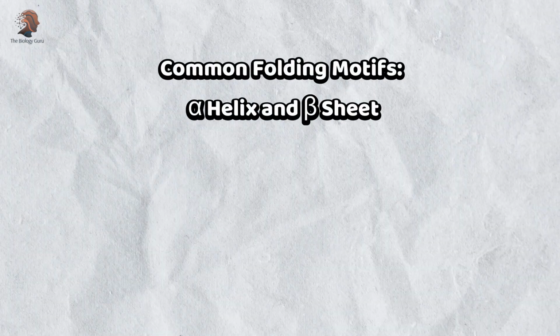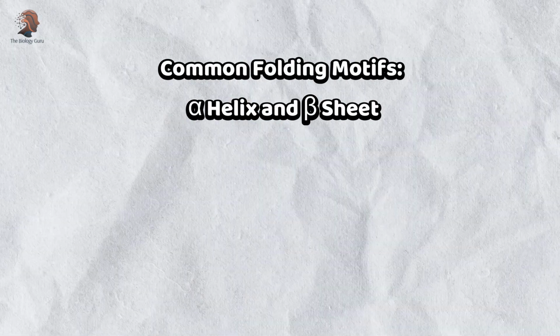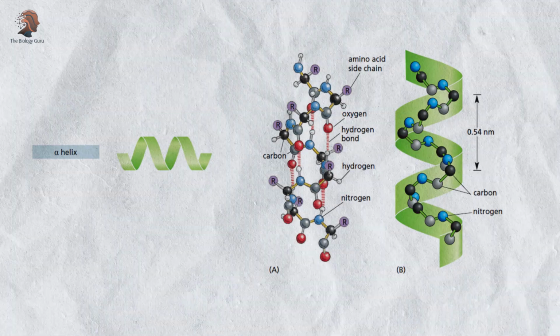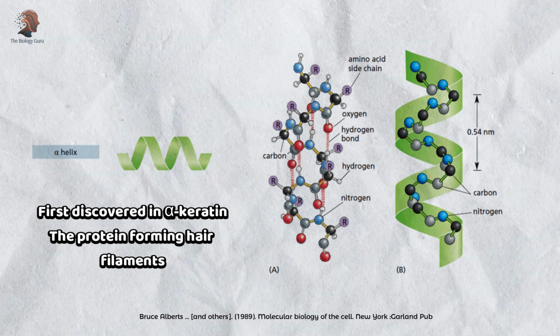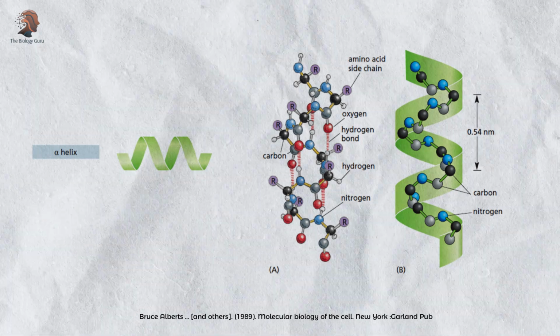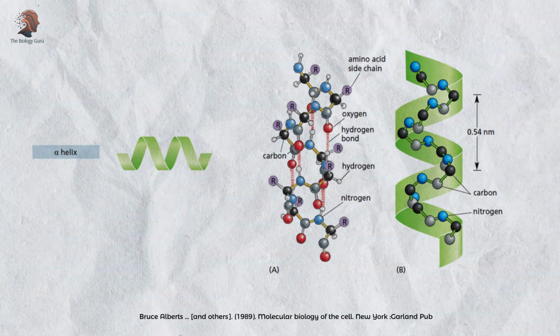In the study of proteins, we often see two regular folding patterns, the alpha helix and beta sheet. The alpha helix was first discovered in alpha keratin, the protein that forms our hair filament. It forms a rigid cylinder with hydrogen bonds linking every fourth peptide bond, creating a helix with a turn every 3.6 amino acids.